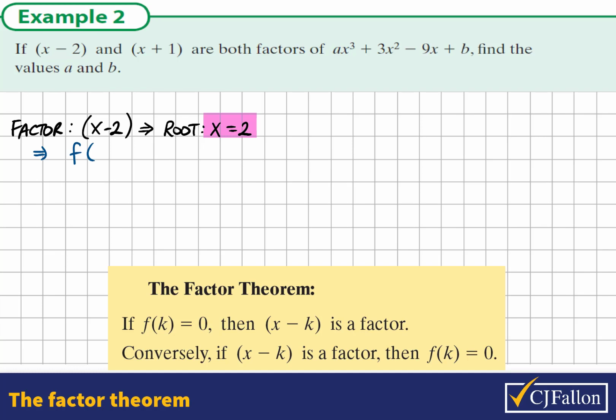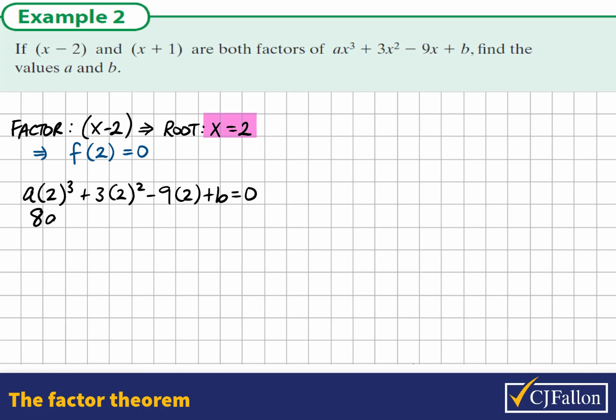However, in the factor theorem, we know that if we sub in this root into the expression, the value of the expression will be 0. So f of 2 will be 0. So we're going to take our given cubic and replace x with 2. So we have a times 2 cubed plus 3 times 2 squared minus 9 times 2 plus b. And this must all equal 0.